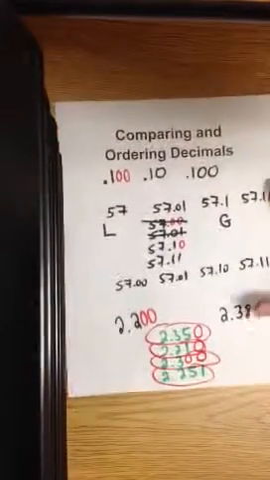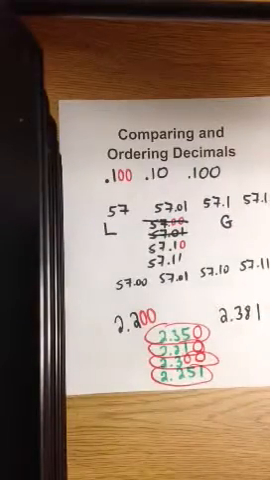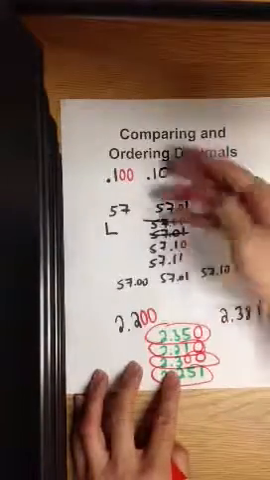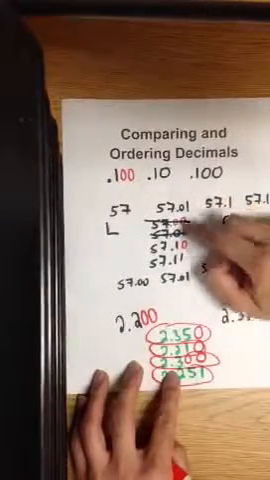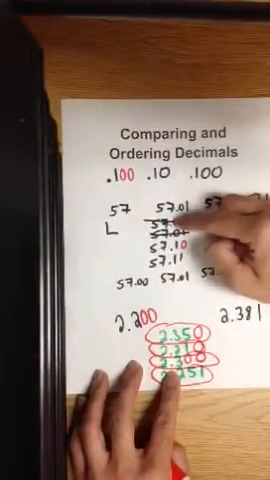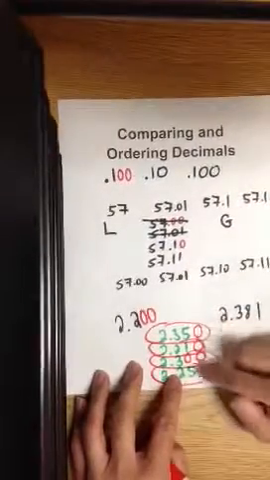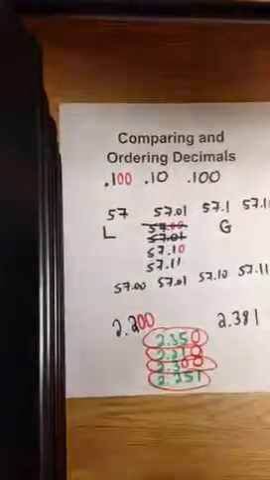So again, in comparing and ordering decimals, it's very important that you line up the decimal points and put them in the corresponding place value and affix zeros. I usually affix it to either the hundredths place or to the thousandths place. So this is comparing and ordering decimals.